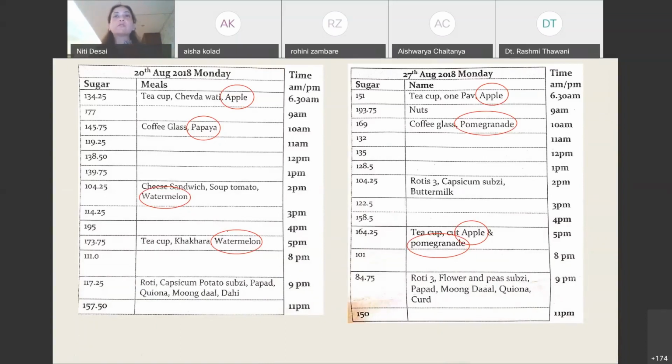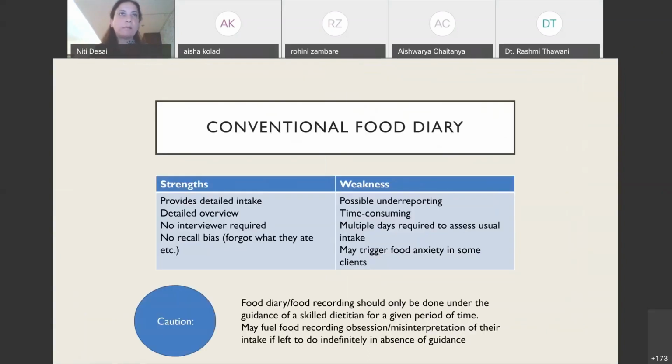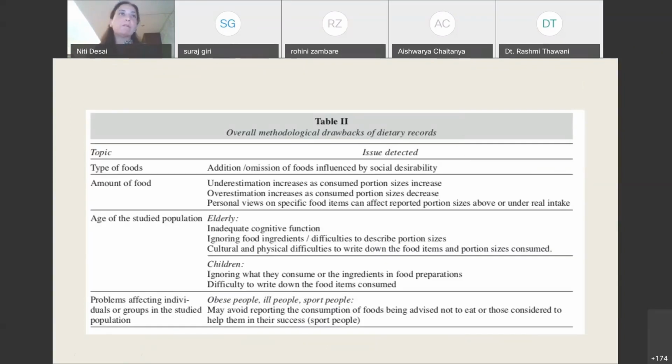There are a lot of patients who say, oh, I will never do it. They'll ask their wives to do it. Somebody will say, oh, I'm never going to write down, it takes too much time. There are enough excuses that people come out with. So the conventional food diary gives a detailed overview. There may not be any recall bias, and it provides detailed intake. There could be possible underreporting, of course, and multiple days are needed to assess the usual intake. One day may not be enough.